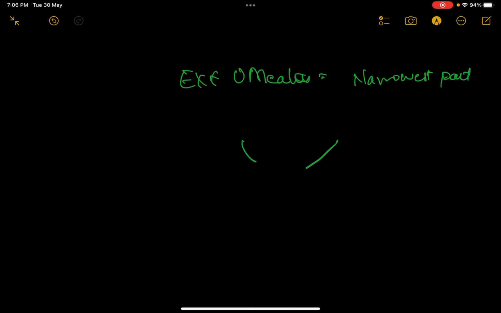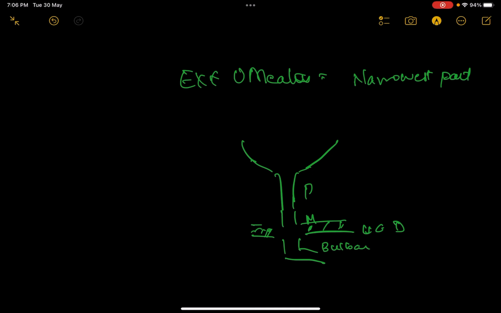So if I draw this as the bladder, and pardon my drawing, this is your first part, the prostatic urethra. Then you have the membranous urethra. It's called the membranous urethra because it passes through the membrane, that is nothing but the urogenital diaphragm. As it passes through the urogenital diaphragm, it goes into a curve, which is called the bulbar urethra, which is the most prone to damage.